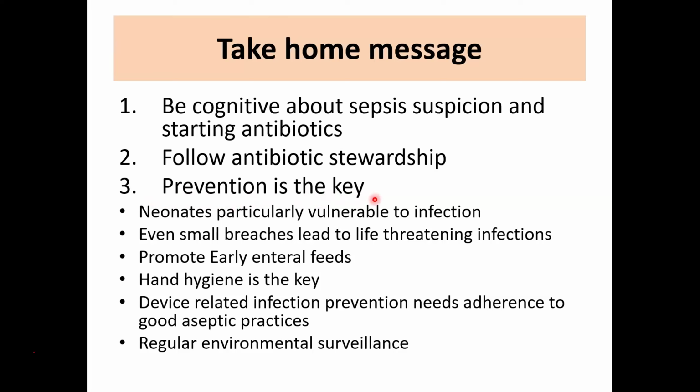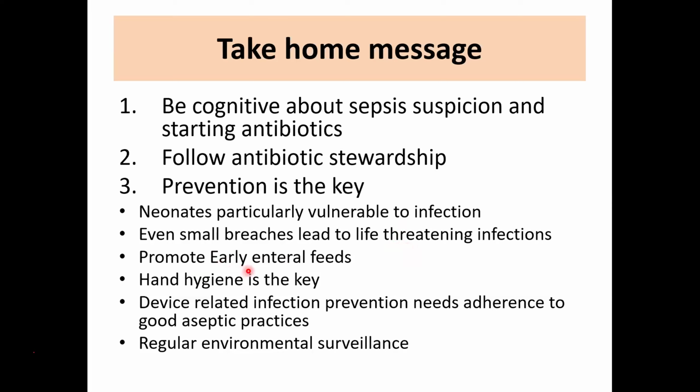We are already in an age where antimicrobial resistance is very rampant, right? The WHO says by 2050, most of the deaths, not just in newborns, in adults, in children, the leading cause of death will be antimicrobial resistance. So we are facing an epidemic of antimicrobial resistance. So we should be very cautious about using antibiotics and we should try to prevent infection, right? This is because newborns are the most vulnerable population to infection. So even small breaches or small unwanted procedures may lead to life-threatening infection, right?